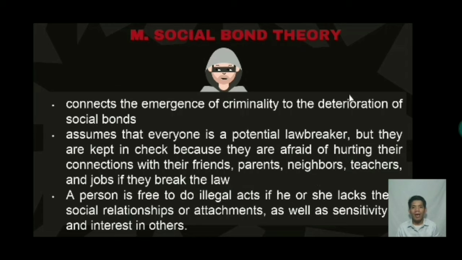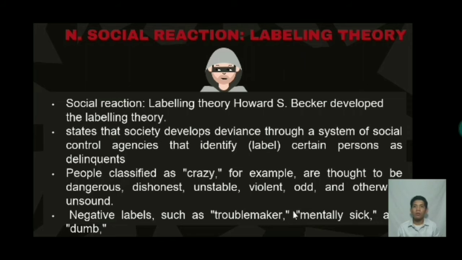So we have social reaction or labeling theory. Social reaction labeling theory, Howard S. Becker developed the labeling theory, which states that society develops deviance through a system of social control agencies that identify certain persons as delinquent. People classified as crazy, for example, are thought to be dangerous, dishonest, unstable, violent, odd, and otherwise unsound.